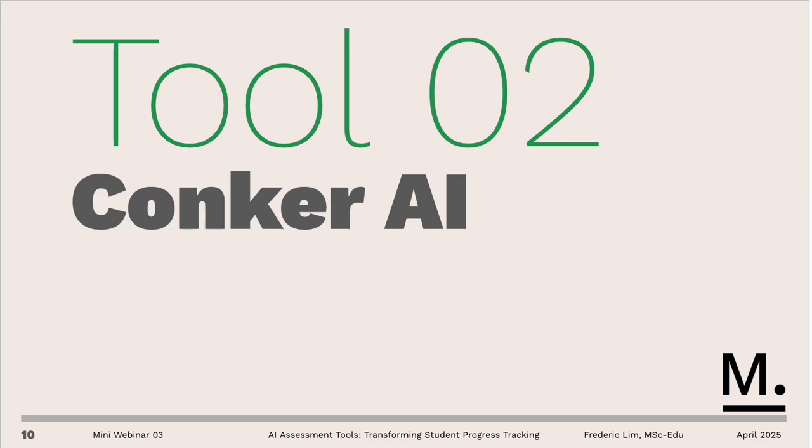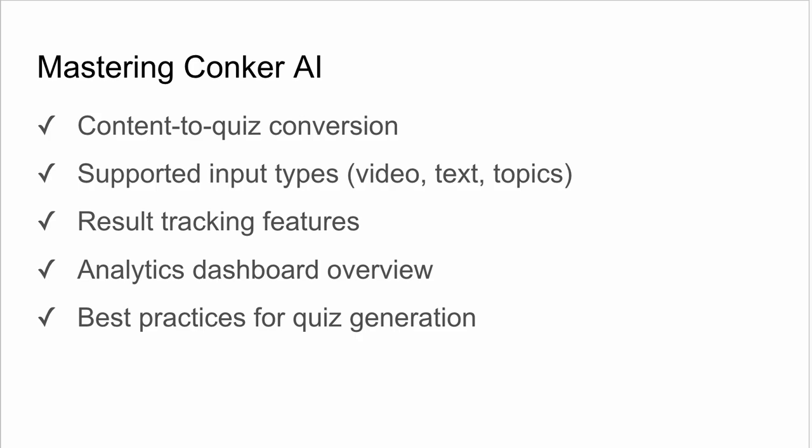Let's look at tool number 2, Conker AI. Conker AI helps teachers turn content into quizzes very quickly. You can use text, topics, or even videos to make quiz questions in just a few clicks. The tool supports different input types. You can enter a topic, paste text, or use a video.